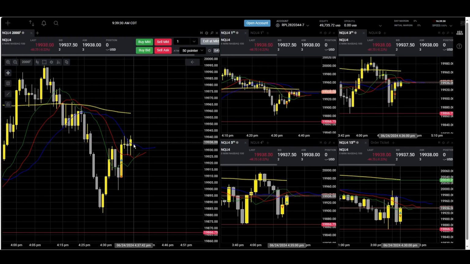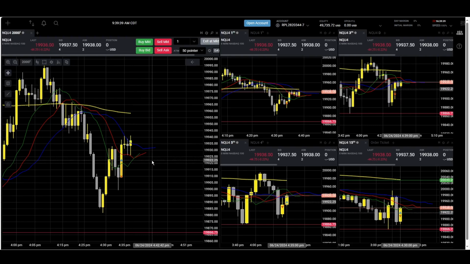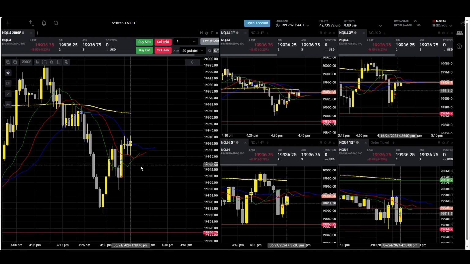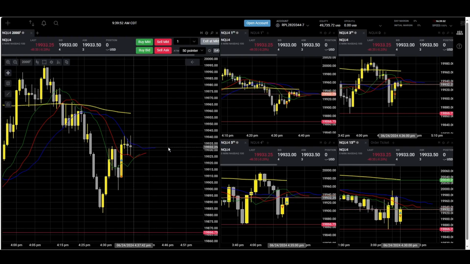But if we can somehow reverse and finish below the teeth and below the lips in a convincing manner, that means the momentum, the volume of that candle, then we might enter a short trade yet again. So let's see how this candle plays out, because we enter the trades only when the candle is finished.